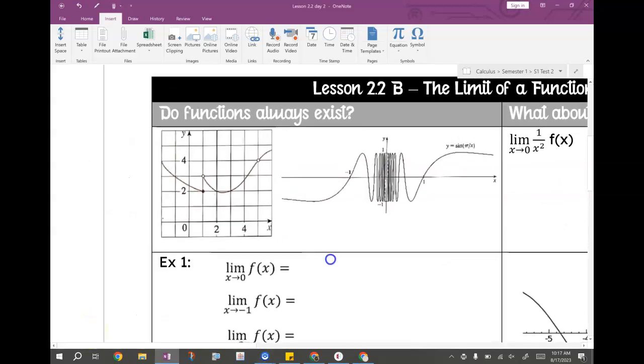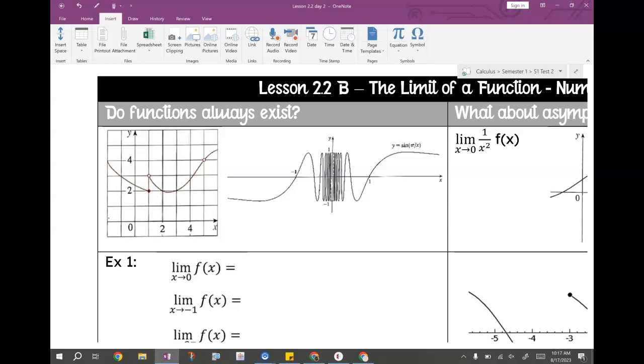All right, guys. So today we're going to look at something that we actually didn't do last year, but I talked about it last year, and I said that you were going to do it this year: infinite limits. So you're going to learn what those are and how to figure out what those are, but first, I just wanted to point out, do limits always exist?